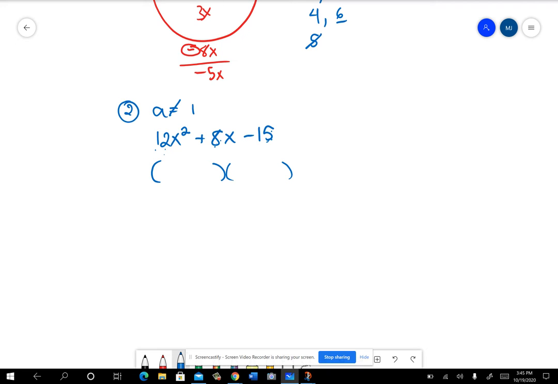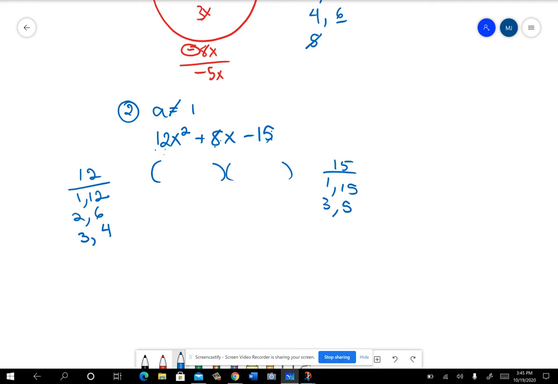Okay. Now, here's the problem. When I think about the factors of 12, I have 1 and 12, 2 and 6, 3 and 4. And that gets all of the factors of 12, but that's a lot of possibilities. And 15 is 1 and 15 and also 3 and 5. So I have a lot of possibilities there. So this problem could take a while to factor.